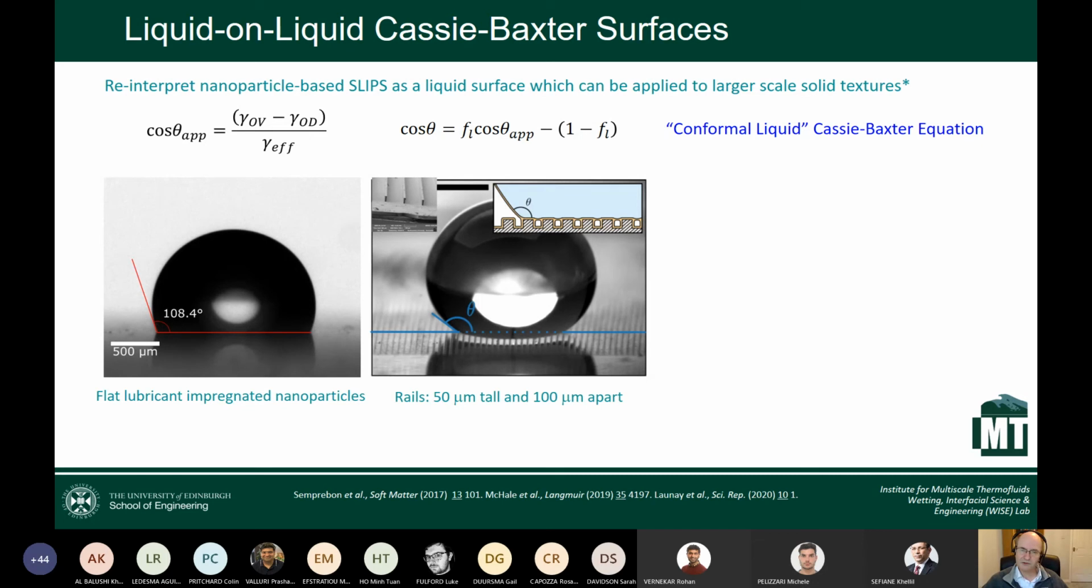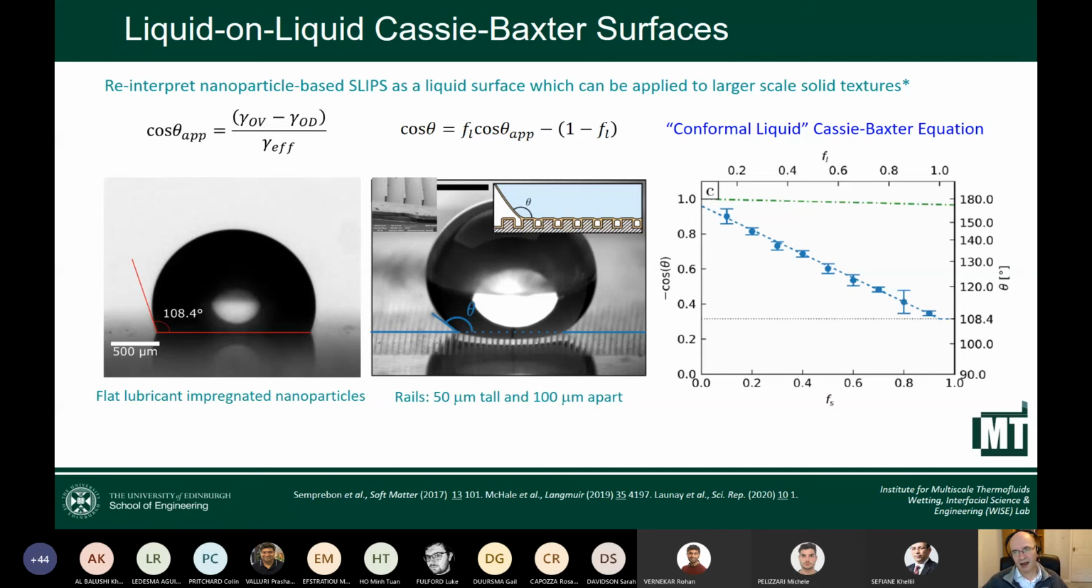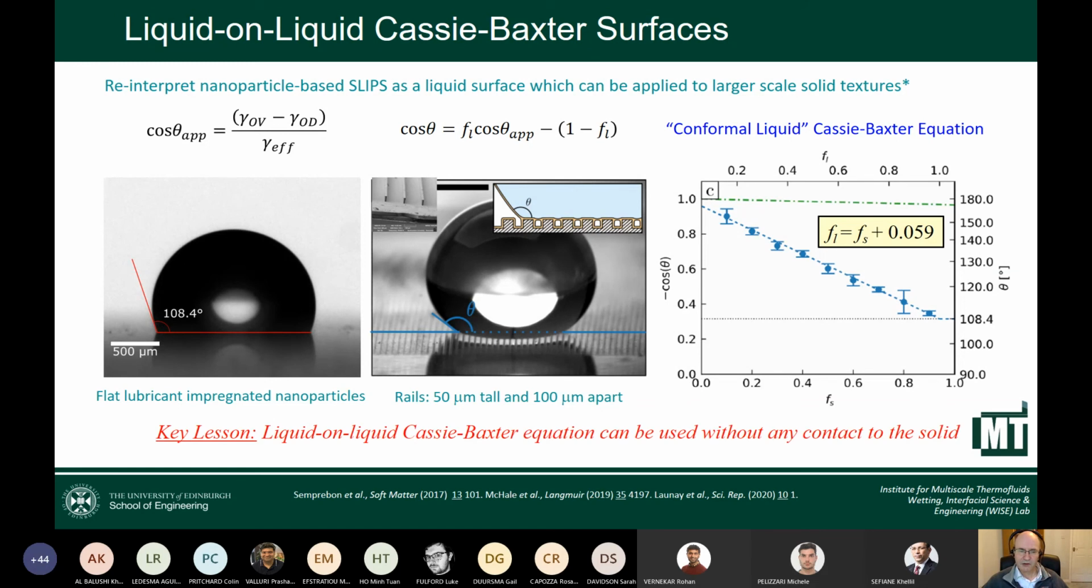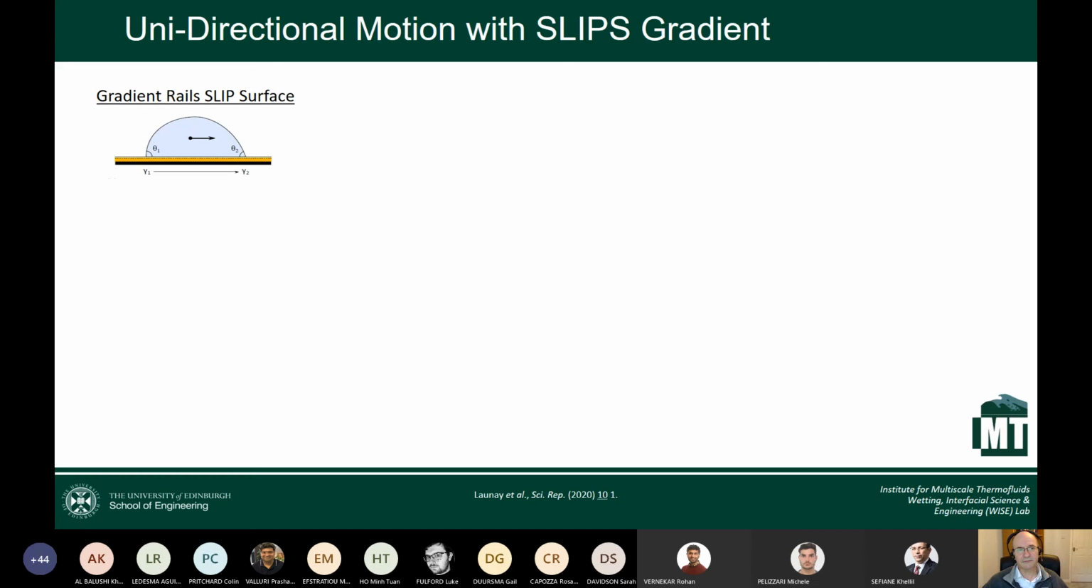And as a consequence, you've got a sort of liquid form of a superhydrophobic surface, and you can do some measurements to show it behaves as you'd expect. So a liquid-on-liquid Cassie-Baxter equation can be used without any contact to the solid.